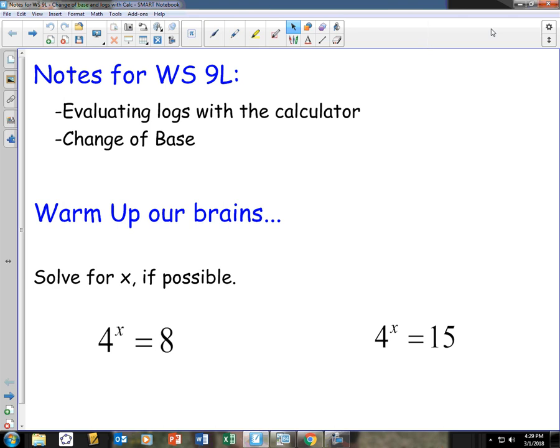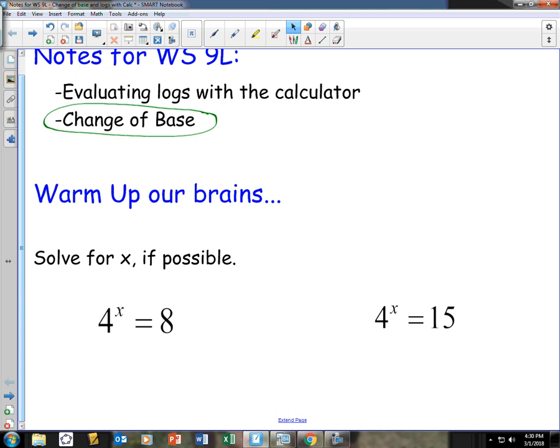These are the notes for worksheet 9L, where we're going to learn how to evaluate logs with the calculator, and we're also going to learn about the change of base formula with logs. If you look at your calculator, you'll notice that there are a couple of buttons that have logs, but there's not an infinite number of buttons that have logs. So we can't use a log with base 2 and also base 3 and base 4 and base 5. We can't have a button for each of those, or our calculator would be impossible to hold. Anyway, we'll learn about that formula in just a bit.